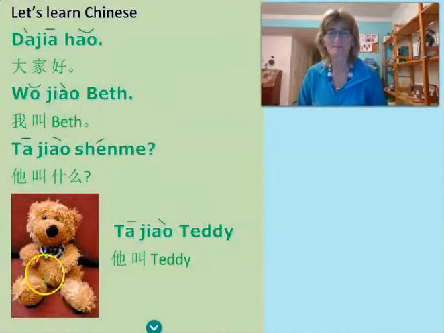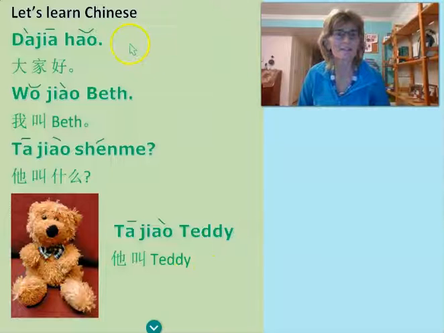Did you get that? Let's have a look at how it's written. Now, there's two ways of writing in Chinese. You can use pinyin. That looks a bit like English, doesn't it? 大家好. Hello, everybody.